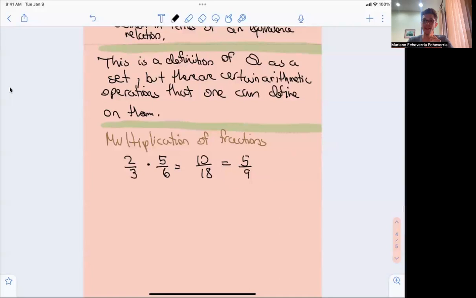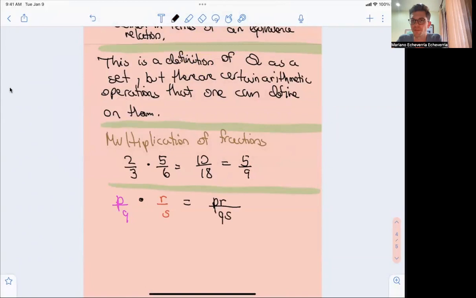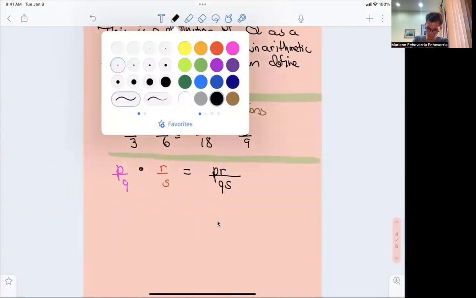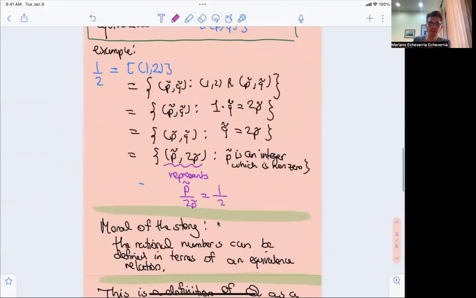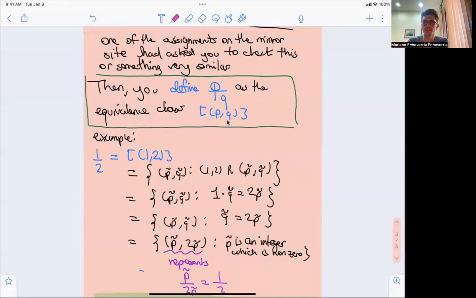But now you want to define the multiplication of the rational numbers, thinking of them as equivalence classes. So imagine that I have a rational number P over Q, and a rational number R over S. If you just follow the formula, it's PR divided by QS. But now we have to think about this not written this way, but in terms of the equivalence class. So remember that P over Q is really a shorthand notation, an abbreviation for the equivalence class of (P, Q).